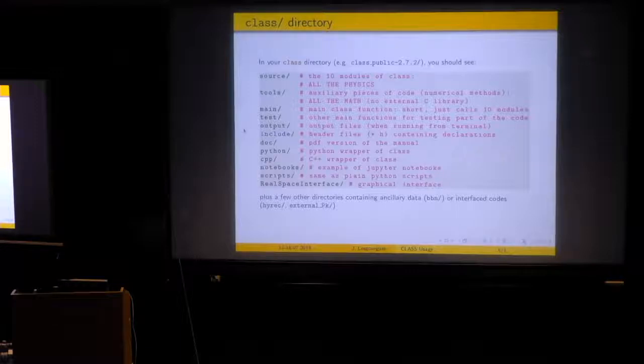Okay, there are a few more directories, less important. They contain some ancillary data, like data from BBN, and some are very important. They contain nice external codes, like HiRec, the code of Yacine, which is an alternative code to compute recombination at much better precision than the inbuilt RecFast. External PK, we will come to it later. But all these other directories are for external codes or pieces of information that are interfaced with class.